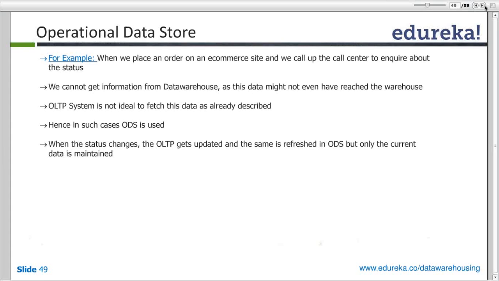Yeah. Except for the last point, when the status changes in the OLTP. So they're just saying that a data warehouse might not have the updated data, while an ODS will have the updated data, just because there is a time lag between updation. So we already discussed this. So I will skip this slide. Let's move on to the next slide.